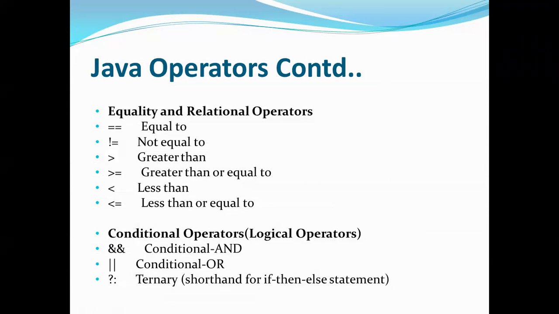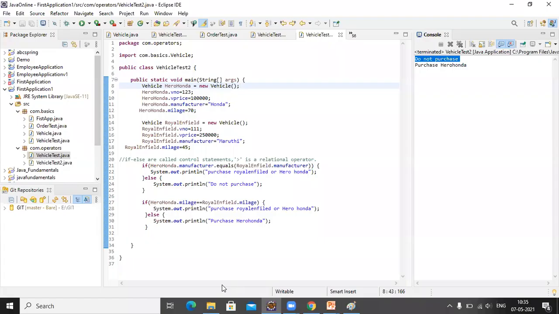And we have one more thing, that is ternary operators. Ternary, shorthand for if then else. So instead of using if else, we can use ternary operator. It is a shortcut operator.